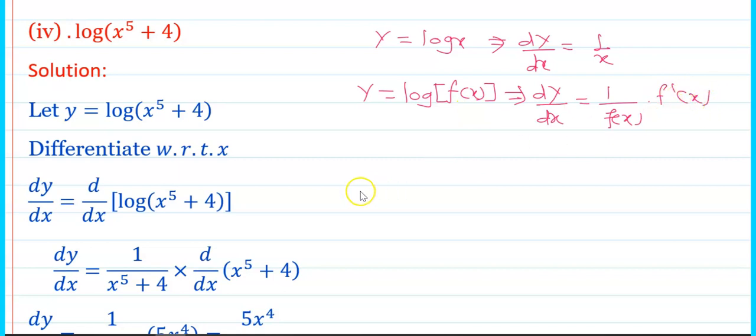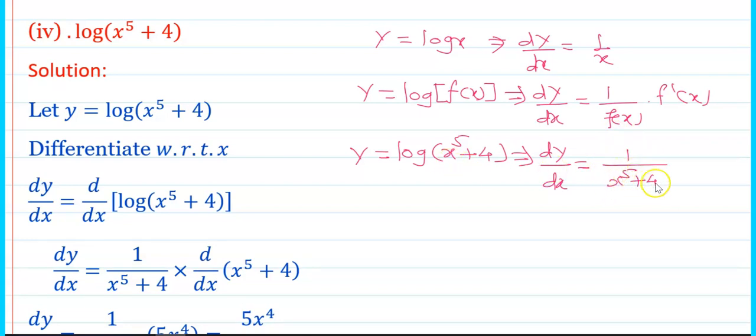You can also see the derivative of this in the list of formulas. Similarly here, what is my function? y is equal to log of x raised to 5 plus 4. Then dy by dx is equal to, first of all, 1 upon f of x, so 1 upon x raised to 5 plus 4, into the derivative of x raised to 5, which is 5 x raised to 4.